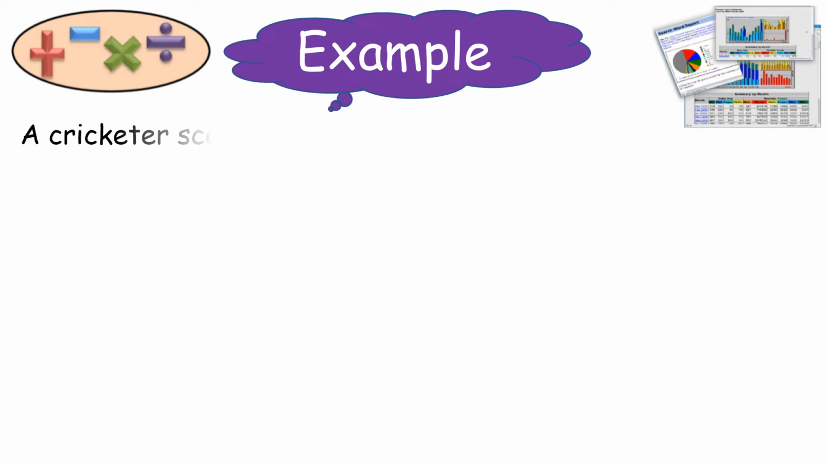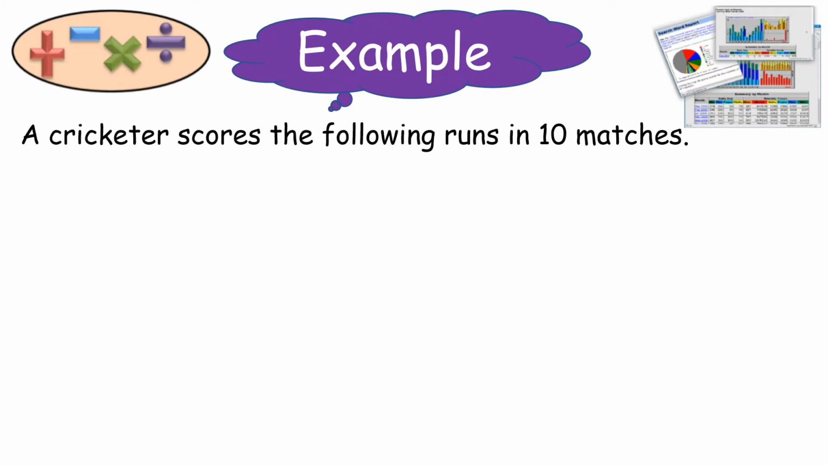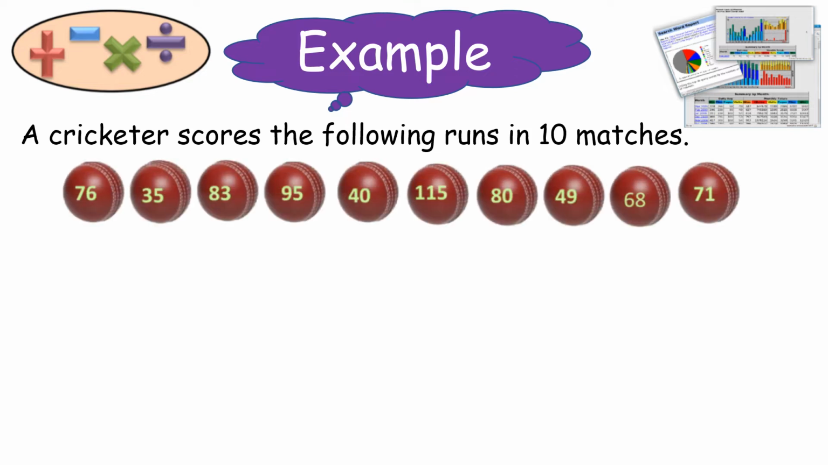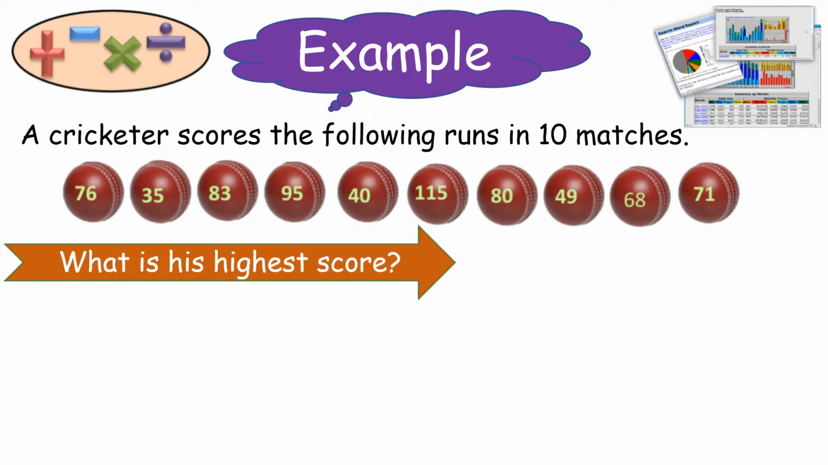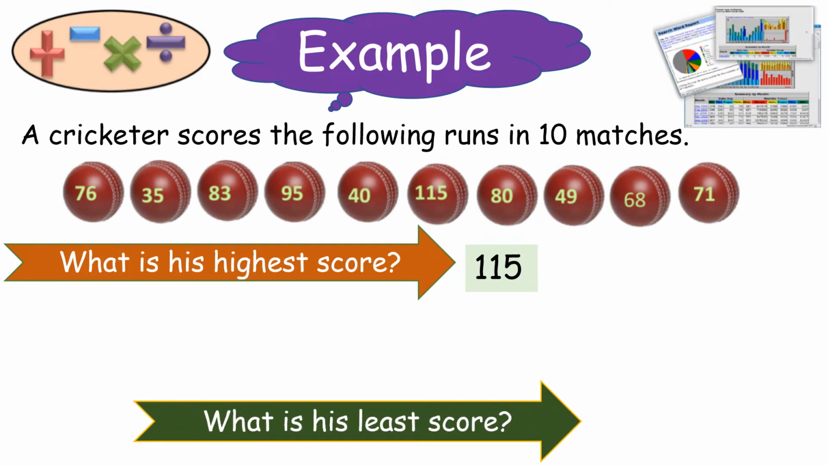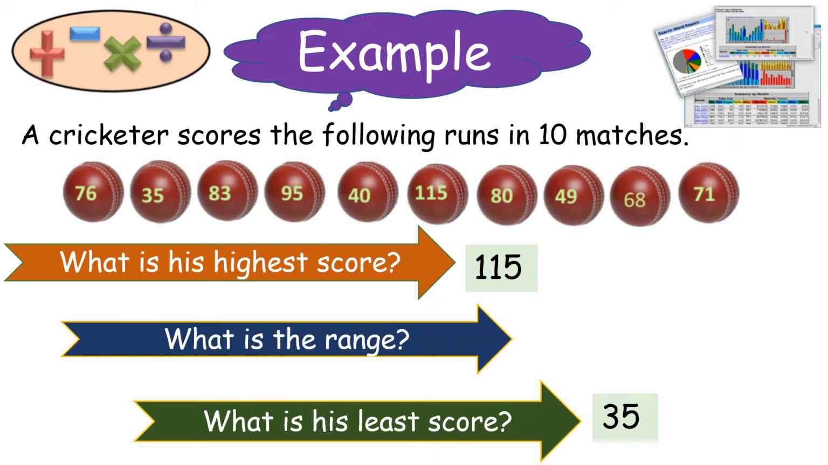Now, let us have another example. A cricketer scores the following runs in 10 matches. So, we have this data. It is a raw data because the order of the data is really not in sequence. So let us answer the following questions. What is his highest score? Correct, it is 115. And what is his least score? Correct, it is 35. And then we have a new word here today.